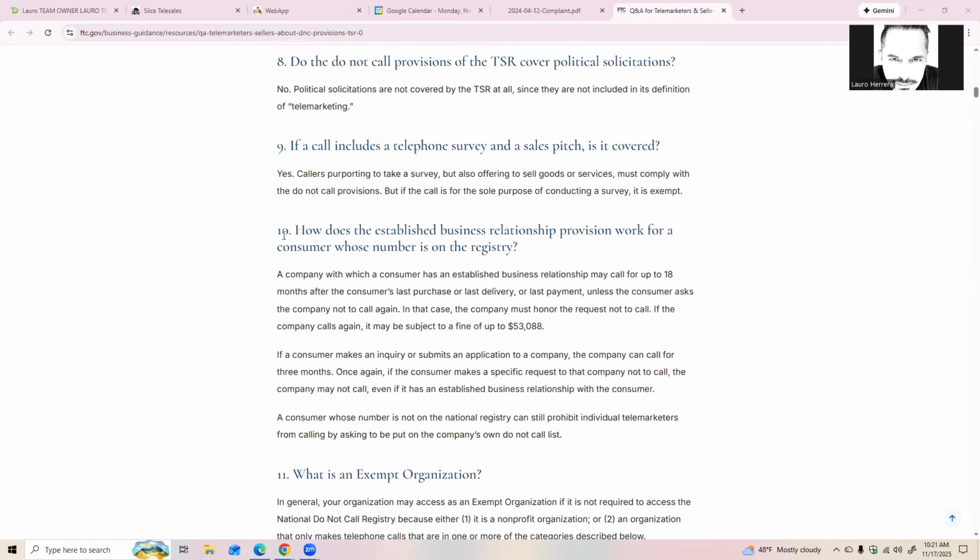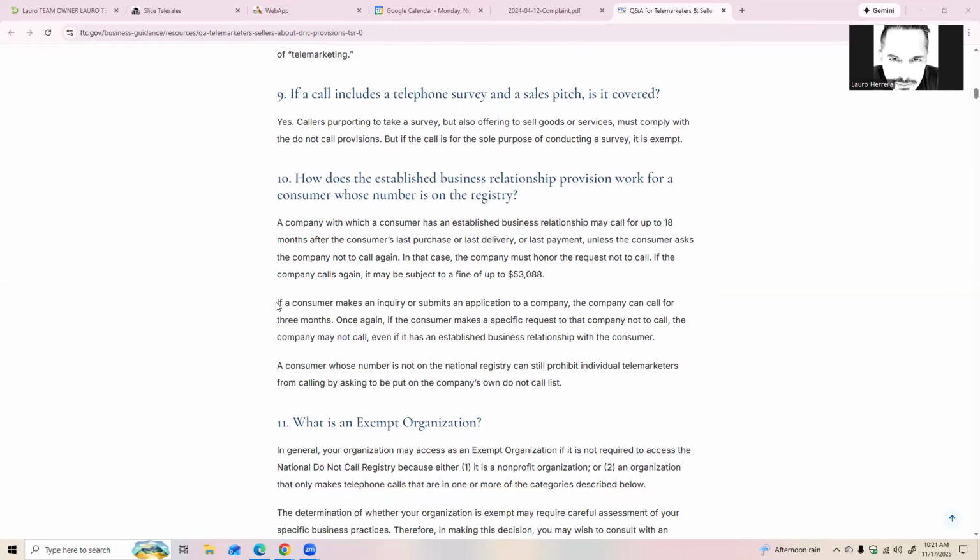A company with which a consumer has an established business relationship may call for up to 18 months after the consumer's last purchase or last delivery or last payment, unless the consumer asks the company not to call again. In that case, the company must honor the request not to call. If the company calls again, it may be subject to a fine of up to $53,000. Now, ladies and gentlemen, this applies to us here.